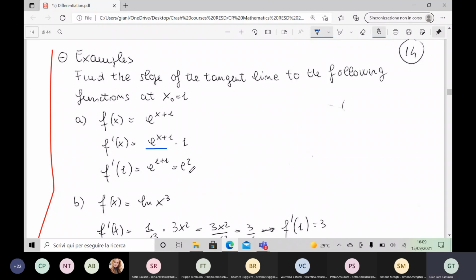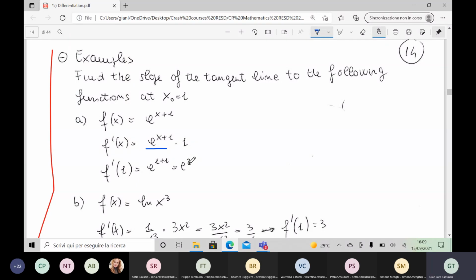Okay, so this means that the slope of the tangent line, m of the tangent line, is e squared, or in other terms, the instantaneous growth rate of the function is e squared. Guys, what does it mean that the instantaneous growth rate at the point x equal to 1 is e squared?